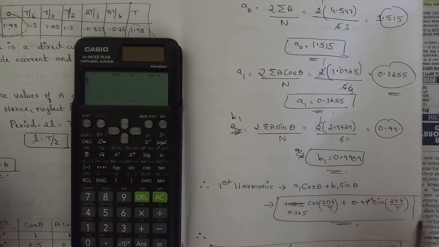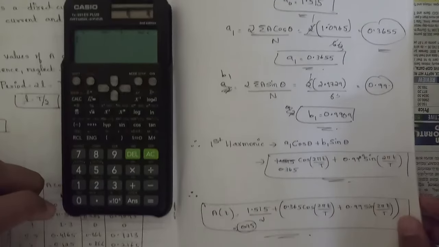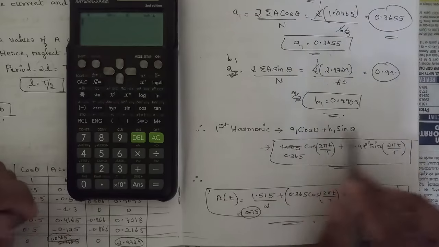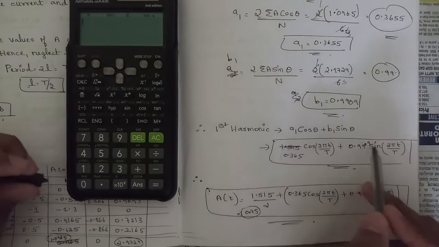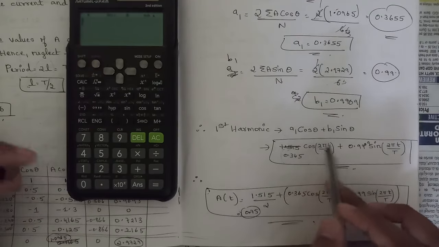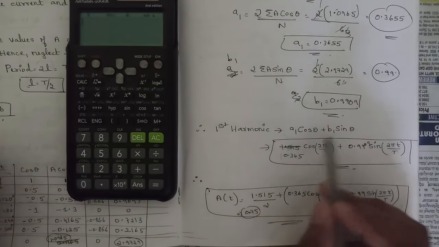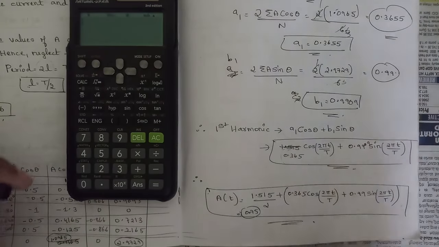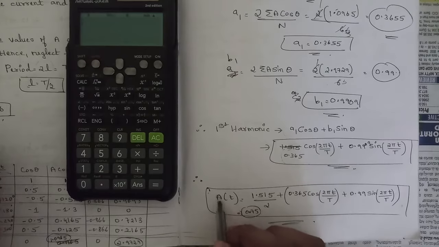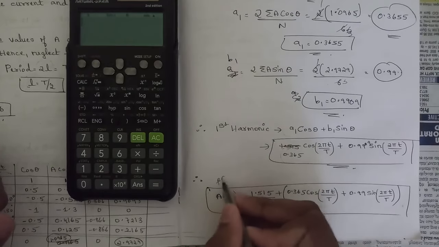After that, find the first harmonic. The formula for the first harmonic is a1 cos theta plus b1 sin theta. Substitute the values for a1 and b1 and write it as cos. The value of theta we have got here is 2 pi t by T. Substitute it. Then the final parameter is usually f of x, right?